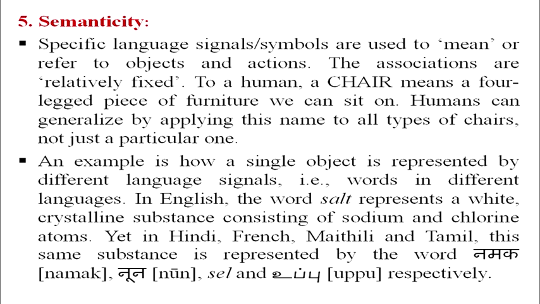Humans can generalize by applying this name to all types of chairs, not just a particular one. An example is how a single object is represented by different language signals, that is, words in different languages. For example, in English, the word salt represents a white crystalline substance consisting of sodium and chlorine. Yet in Hindi, French, Maithili, Tamil, the same substance is represented by the words namak, noon, sel, uppu.